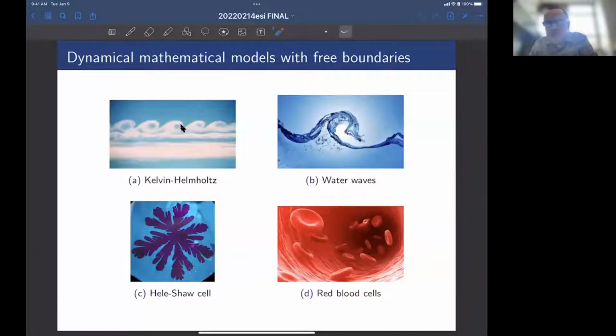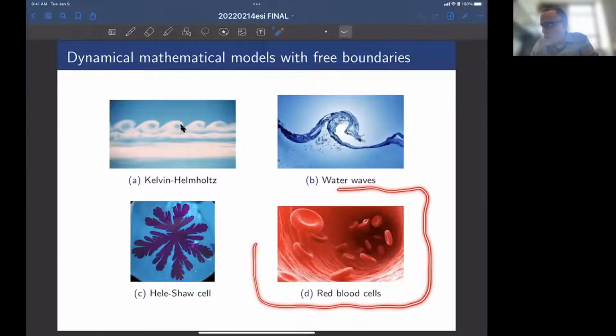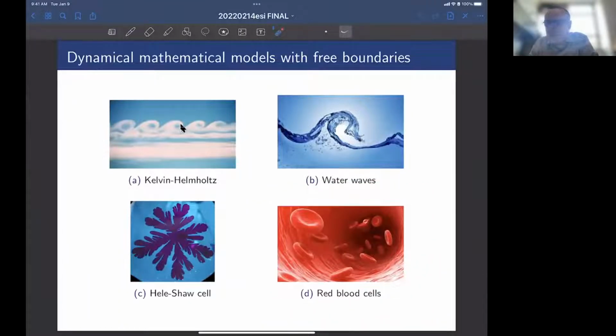The family of problems that I want to discuss are PDE dynamical mathematical models for the evolution of what's called a free boundary. So the boundary is a thing that's changing in time, and examples of situations where this comes up are typically Kelvin-Helmholtz, the water wave problem, the Hele-Shaw cell, and the situation that I'm going to tell you about today is really the modeling of red blood cells flowing through the heart.